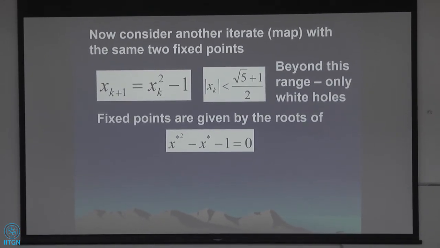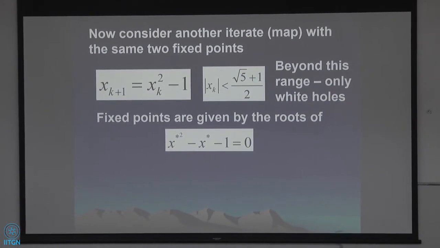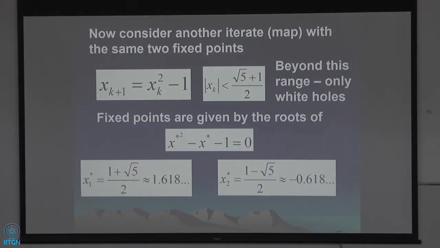So, fixed points we can say this, we get the same 2 fixed points like the previous one, but here both are unstable, because now we know how to check the stability. You have to take the derivative of this function and evaluate it at the fixed point. So, derivative is 2x_k. If you take the fixed points, 2 times this is 3 point something and 2 times this is less than −1. So, both are unstable.